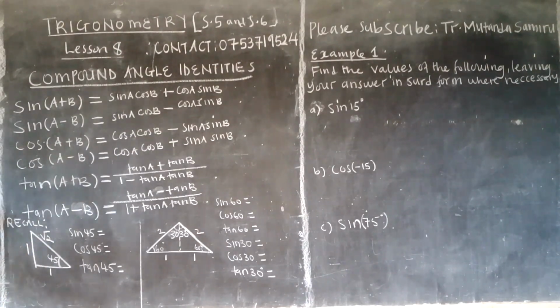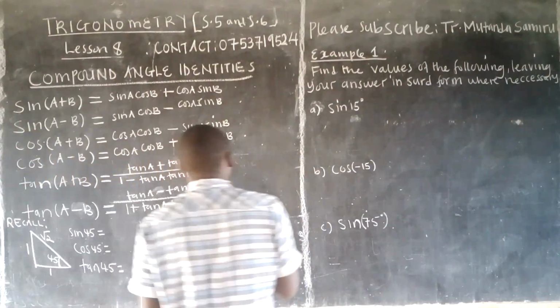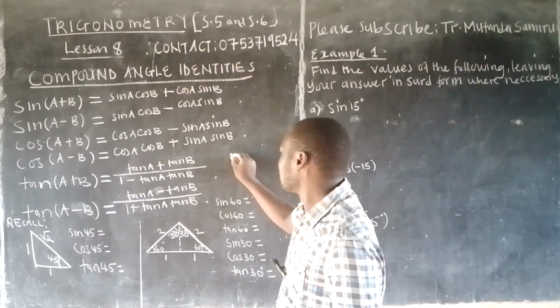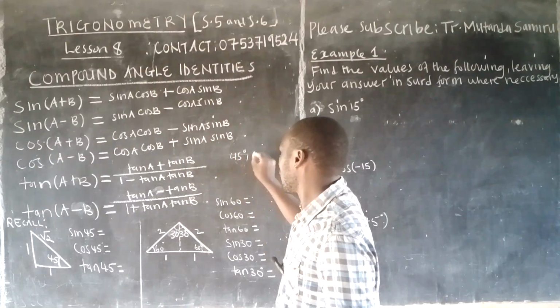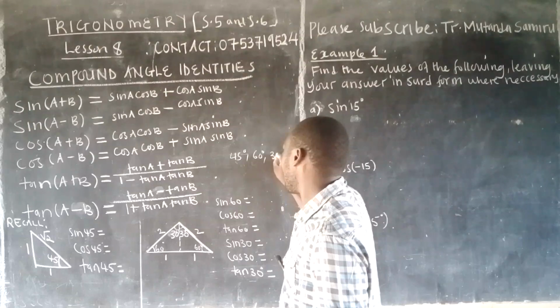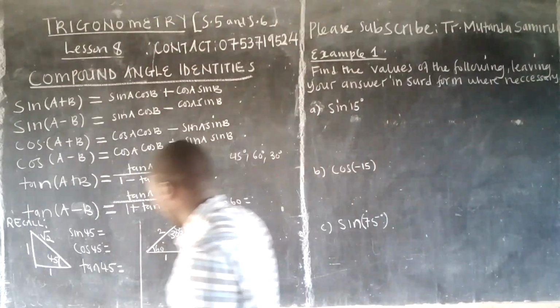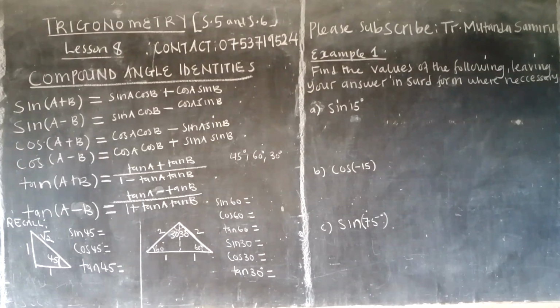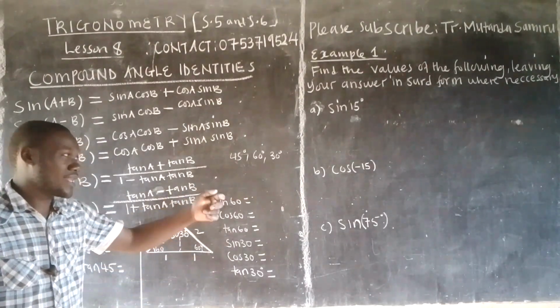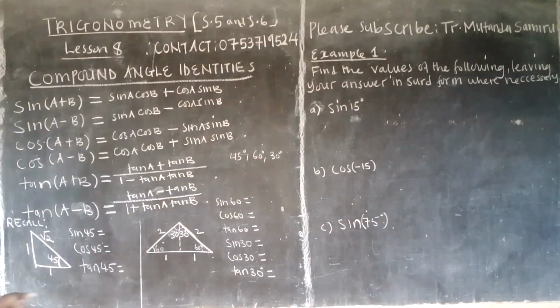Now let's read off. What is the sine of 45? Those are special angles. In the special angles we have 45, 60, and 30. Those are some of the special angles. With these special angles, their sine, cos, and tan are known.